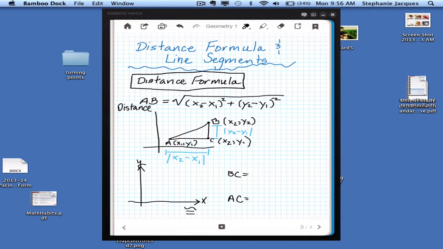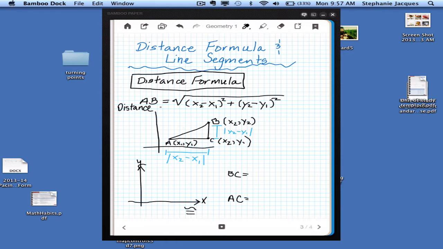That's just review from last year. To find the distance between those 2 points, you take the difference of the x coordinates and you square them. And you also take the difference of the y coordinates and you square them. You add that value up and take the square root. So let's look at it as it applies to geometry.